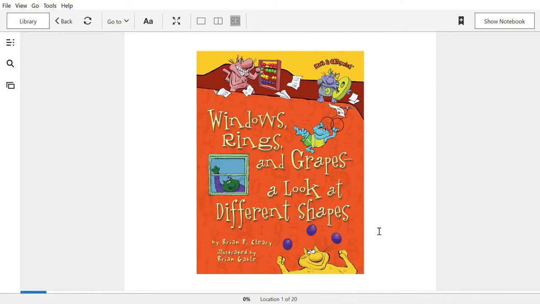Make sure you have something to write with and something to write on, and make sure you pay close attention to each shape and think about that shape that you've seen or you're seeing right now, and I want you to write it down and label what it is.